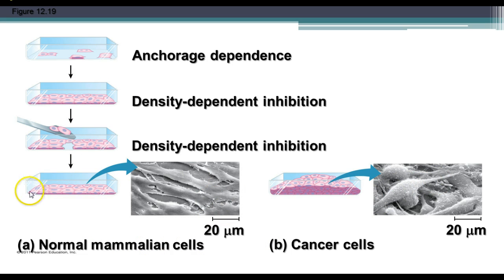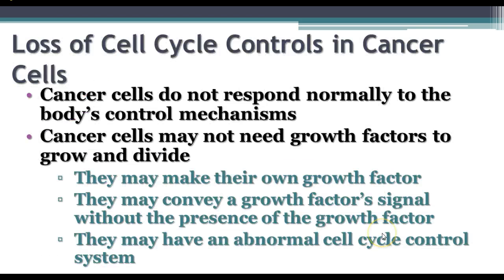Normal mammalian cells will grow in a single layer and then stop. Cancer cells will continue to build up. Cancer cells don't respond normally to these control mechanisms because of various things. Some of them make their own growth factor, so they don't need to depend on a growth factor from surrounding cells or from the organism as a whole. They have something wrong with their cell cycle control system in one way or another. And there are several different things involved in this.